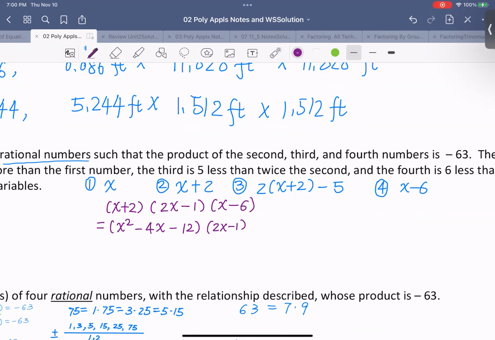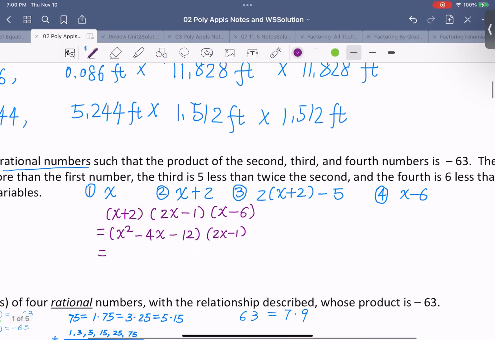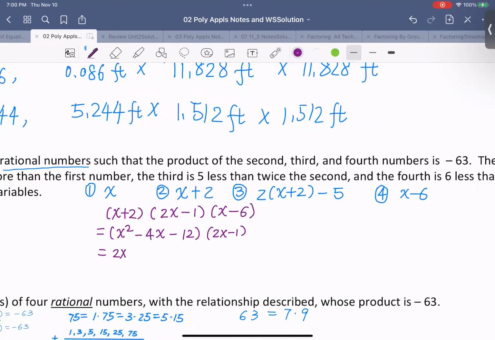Okay, so let's do this one here. Let's do this thing, and then that thing, and then that thing. Go ahead, please. 2x cubed minus x squared, minus 8x squared, plus 4x, minus 24x, plus 12.